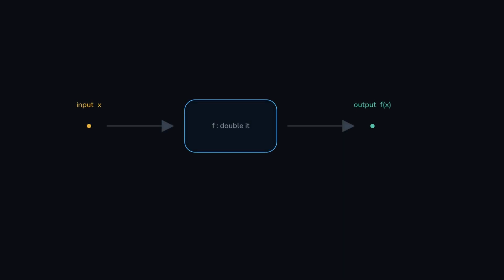Think of a function as a machine. You feed a number in, the machine applies one fixed rule, and a single number drops out the other end. Feed in 3, double it, get 6. Same input, same output every single time. That reliability is the whole point.